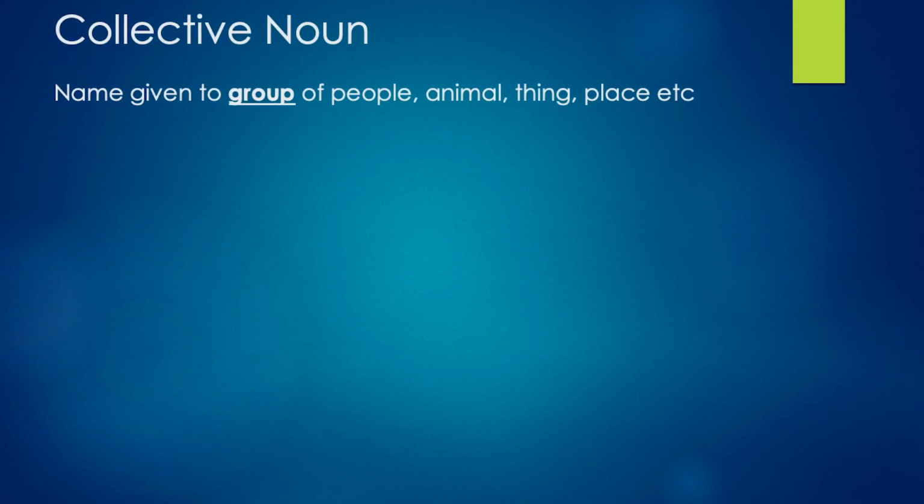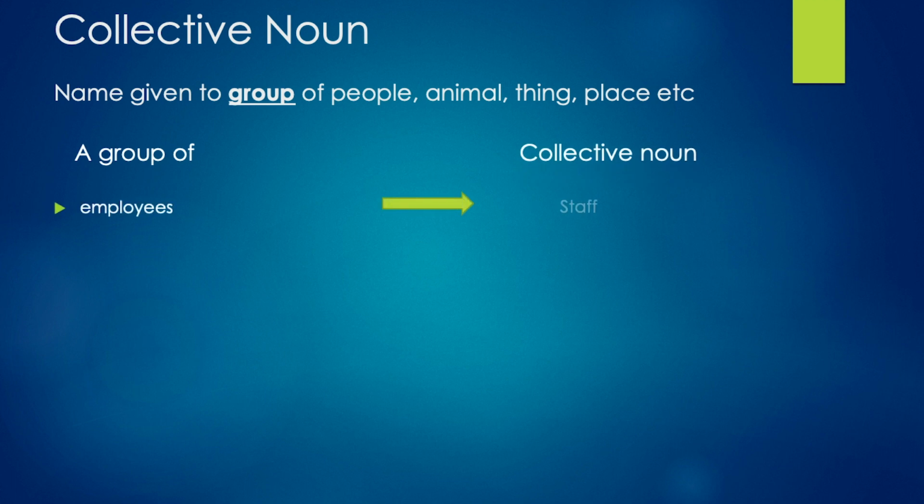A collective noun is the name given to a group of people, animals, places, etc. For example, a group of employees of a company is called a staff. Hence, staff is the collective noun that represents a group of employees. Similarly, a group of wolves is called a pack. So, pack is also a collective noun representing many wolves. A collection of photographs is called an album. So, album is also a collective noun.